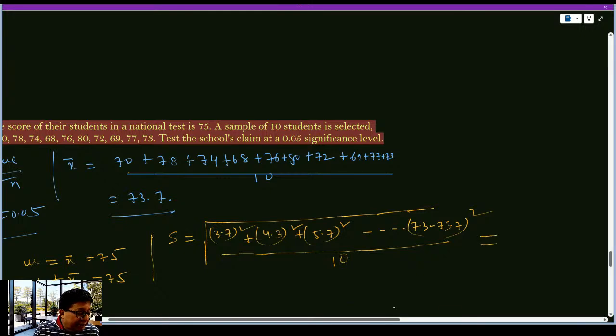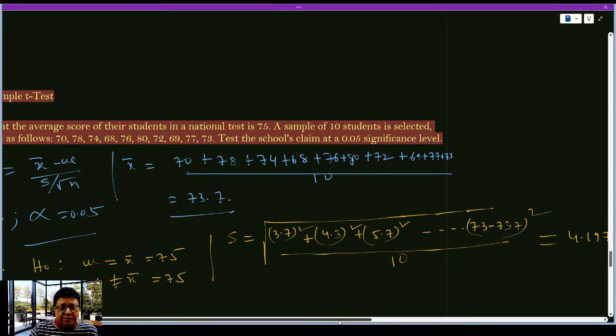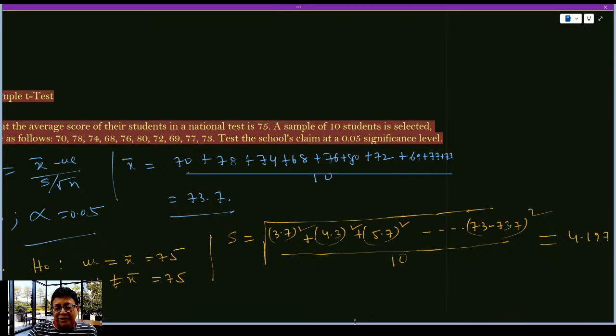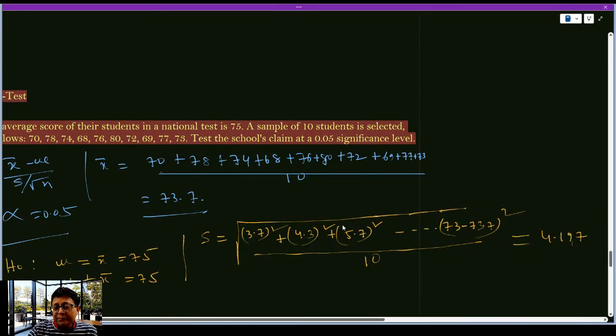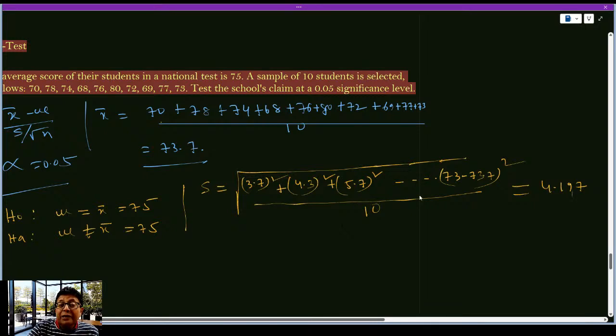So this calculation is giving me S equal to 4.197. You just calculate. Very boring without a calculator. It is very difficult for me. I got that by using a calculator. In exam, if it comes, you have to calculate. Hope that they will give you all integers.